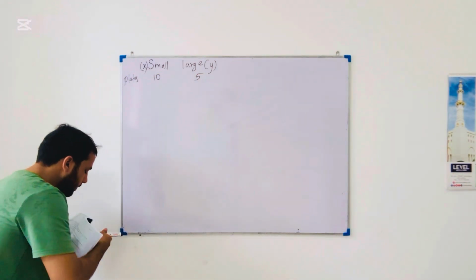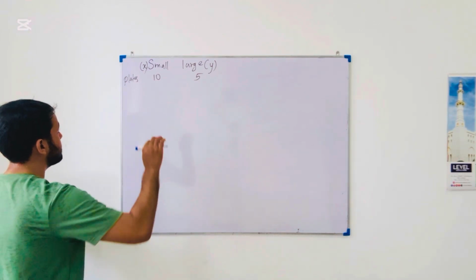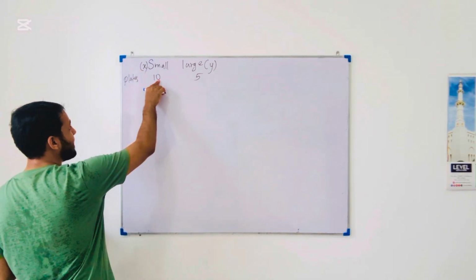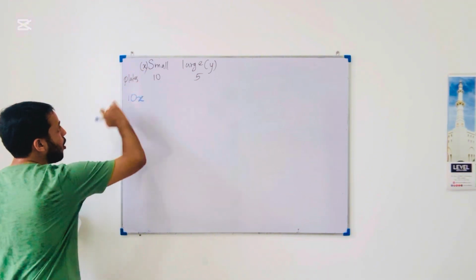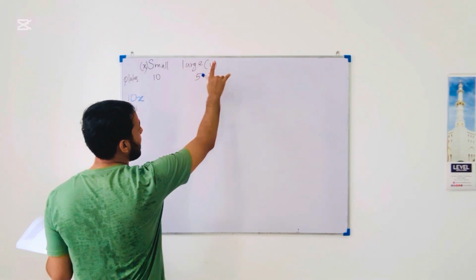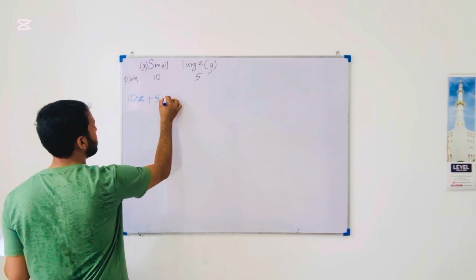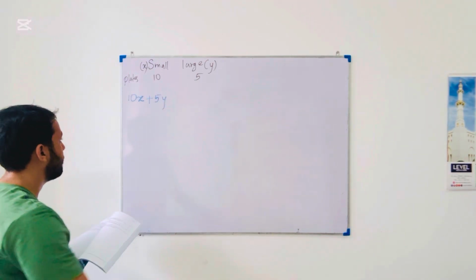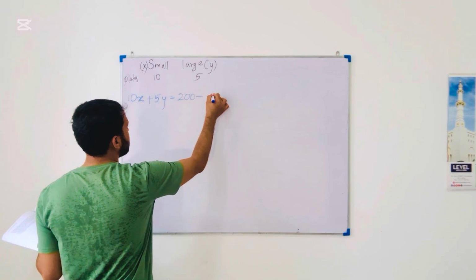Now see, I can make 2 equations. The first one is depending on the number of plates. So one pack has 10 plates, there are X number of packs, so number of plates in the small packs is 10x. Similarly, there are 5 plates in a large pack. Y is the number of large packs, so then plus 5y. This will give me the total number of plates, that is 200. Okay, that's my first one.